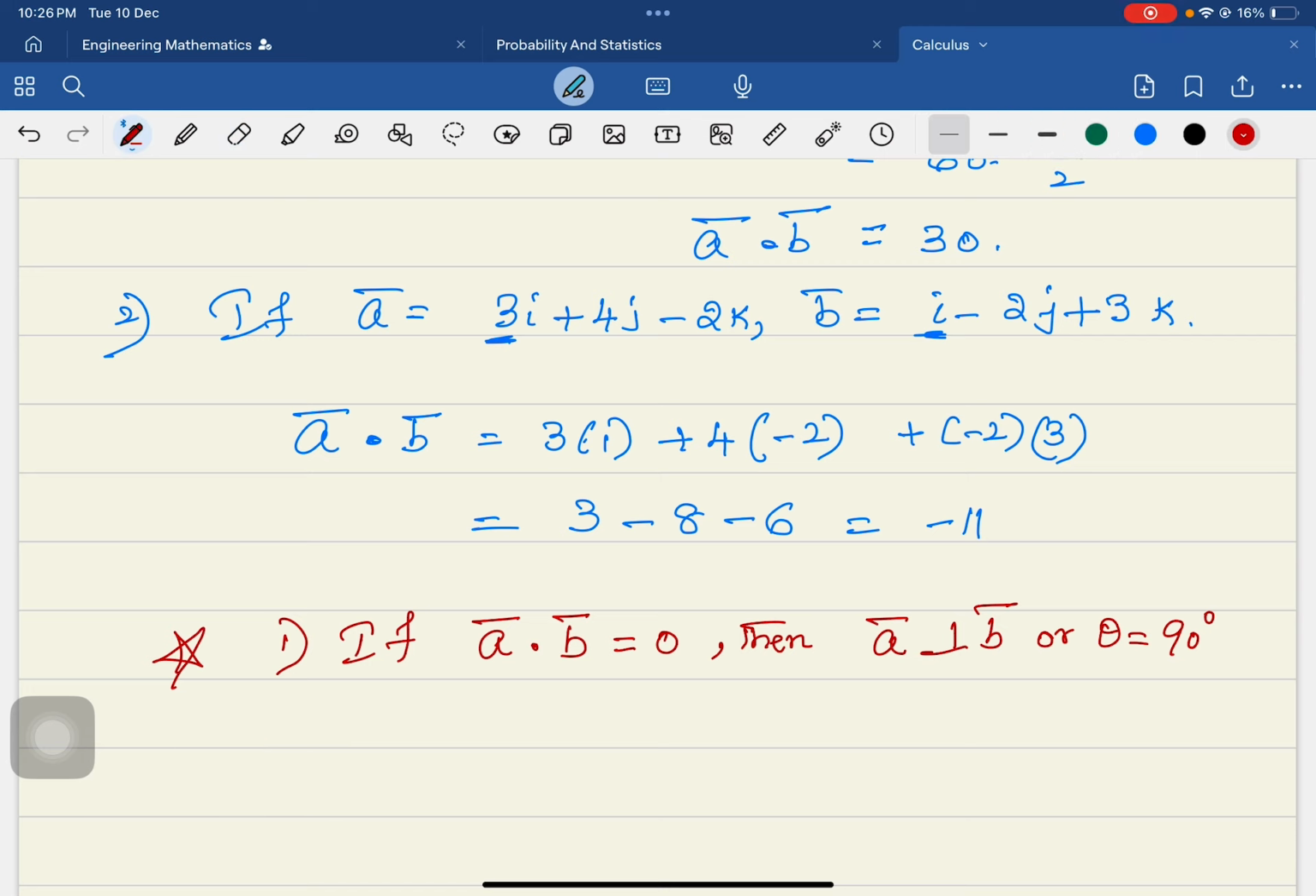And then let us find out one more problem where 3i plus 4j. Consider the dot product.